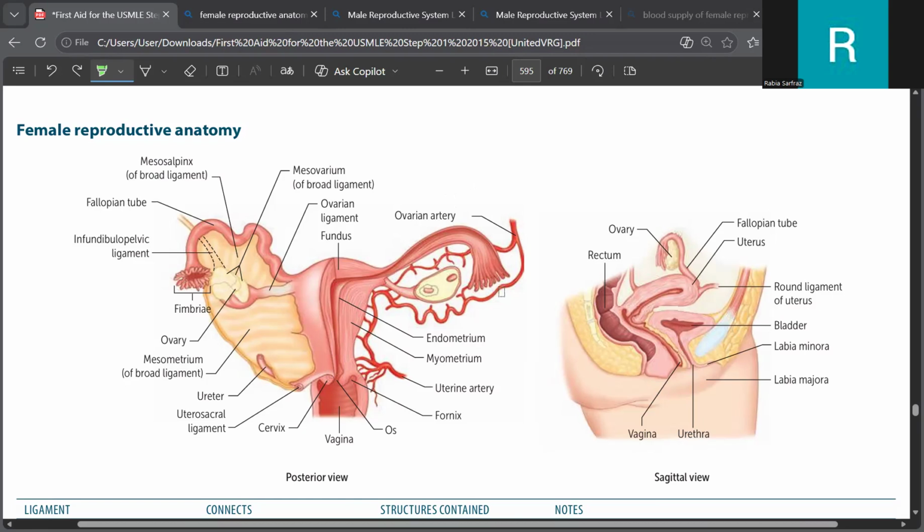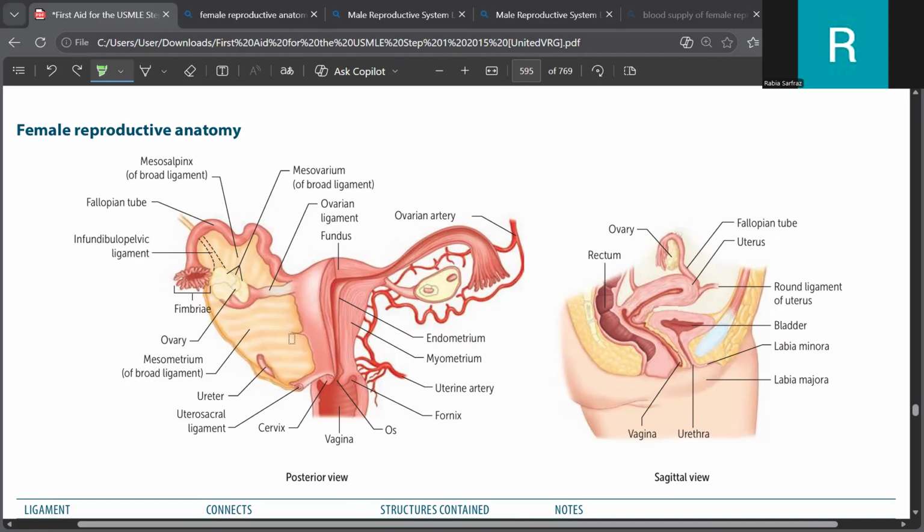This is the ovarian artery that is supplying these ovaries. And this is the uterine artery that is supplying this portion, the cervix and the fornix. And to the left of the diagram, this is the uterosacral ligament that connects the uterus to the sacrum. This whole yellow sheath is the broad ligament.